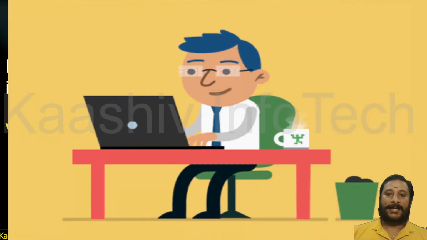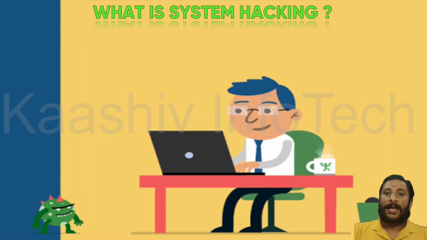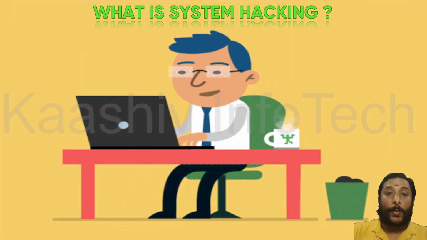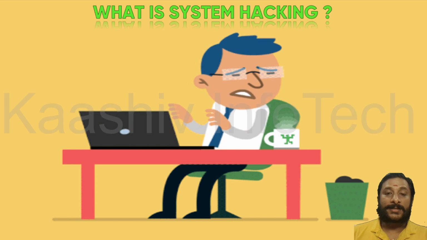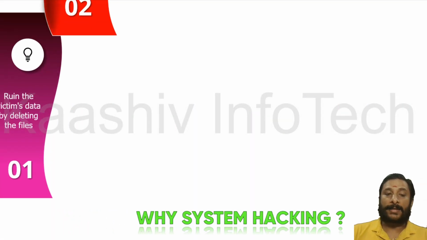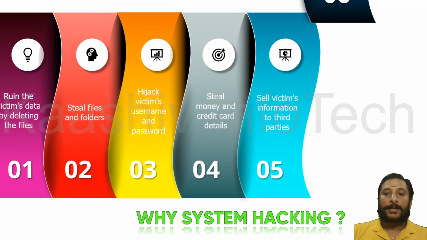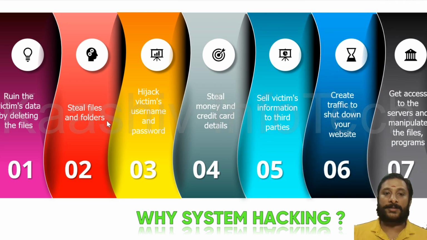What is system hacking? System hacking means people will send some viruses, and this virus may enter the victim and corrupt the system. That's where system hacking starts. Why is system hacking done? It is done to ruin the victim's data by deleting it, or steal files and folders, or steal their username and password, money and credit card details, and victim information, selling this information to third parties, or creating traffic to shut down a website, like denial of service attacks.